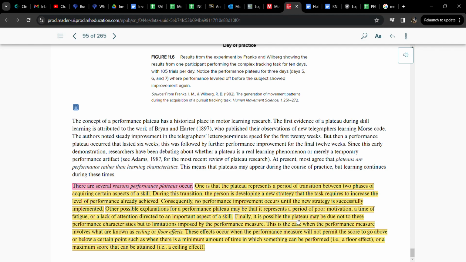And then finally, it's possible the plateau may be due not to these performance characteristics, but to limitations imposed by the performance measure. This is the case when the performance measure involves what is known as ceiling or floor effects. These effects occur when the performance measure will not permit the score to go above or below a certain point, such as when there is a minimum amount of time in which something can be performed, which is a floor effect, or a maximum score that can be attained, which is a ceiling effect.